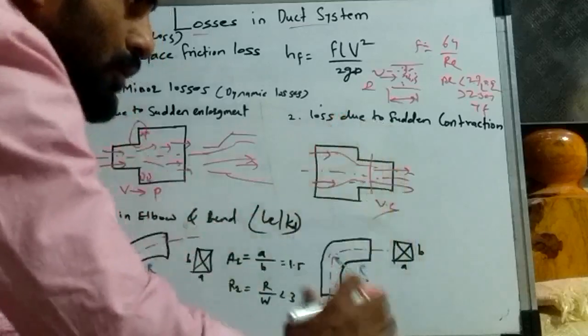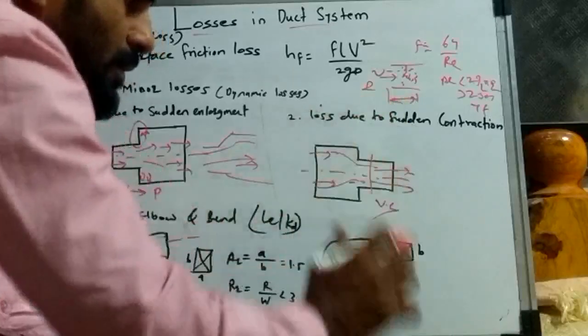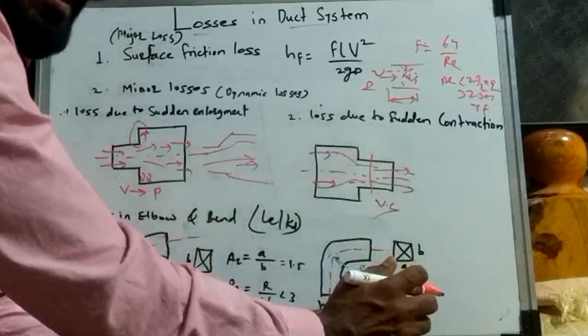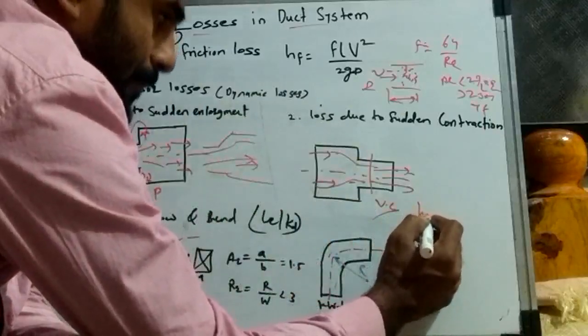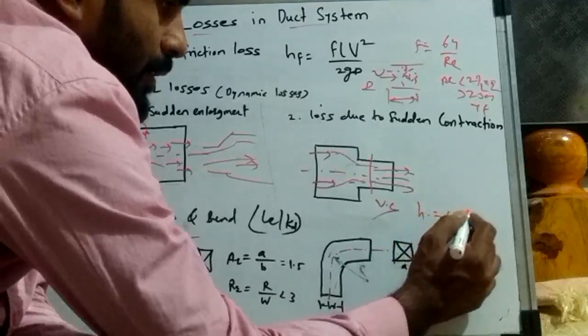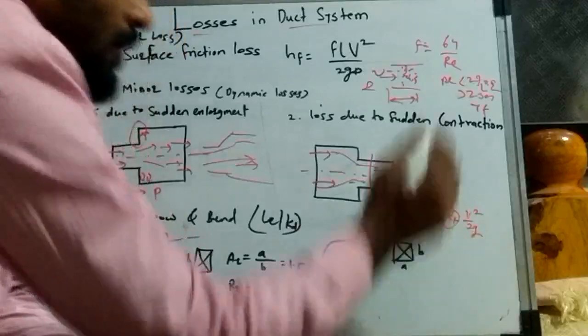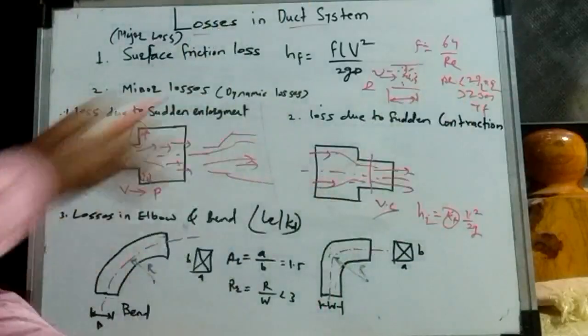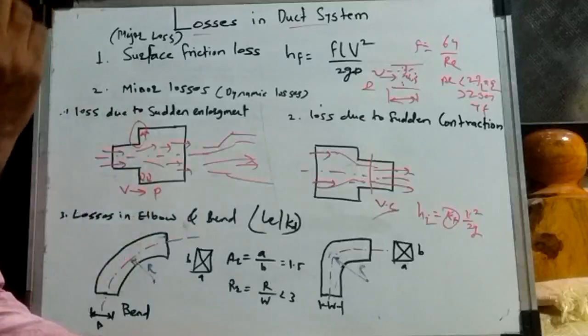In contractions and shoulders, such as a sudden contraction of a pipe, some kind of loss occurs, right? These losses we can calculate as head loss H, which is equal to K, the friction factor, times V squared upon 2g, right? That friction factor is different for the different kinds of losses we have to consider.